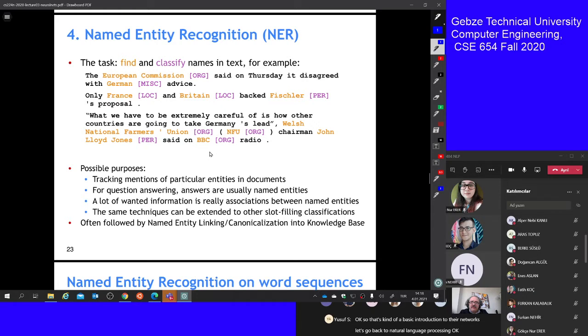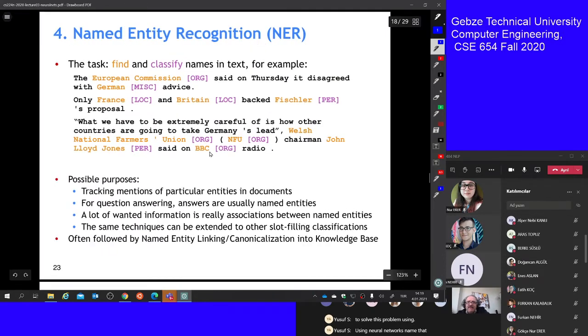Let's look at the named entity recognition problem and try to solve it using neural networks. Named entity recognition is this: you are given a natural language text, like this one, and your job is to find and classify names in the text. The text is: the European Commission said on Thursday it disagreed with German advice. European Commission is a name and it's an organization.